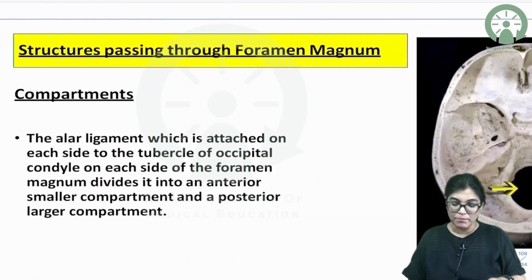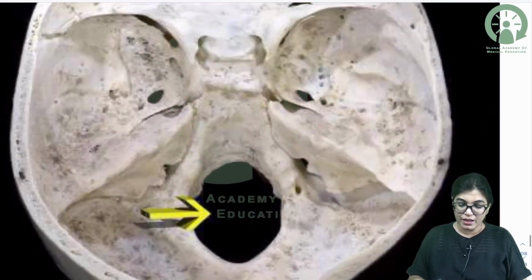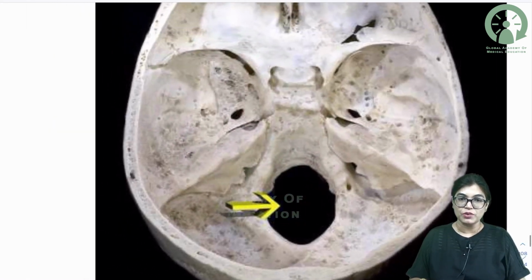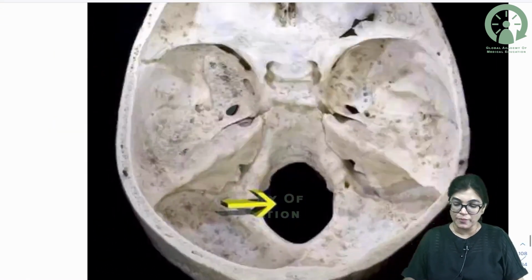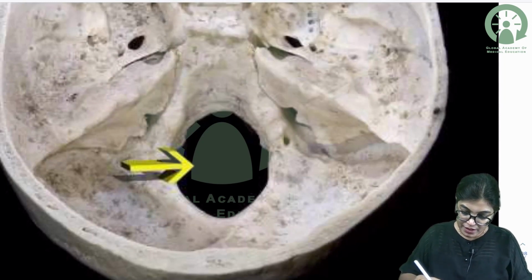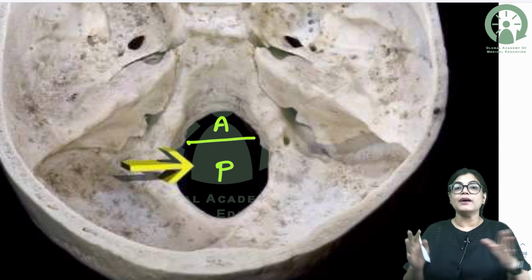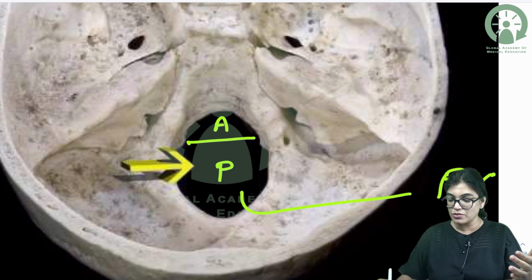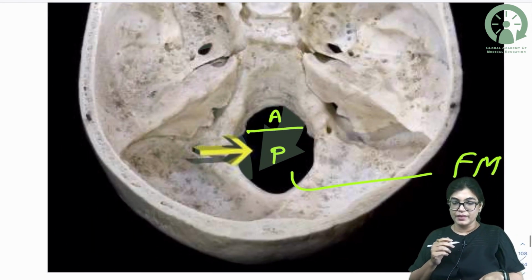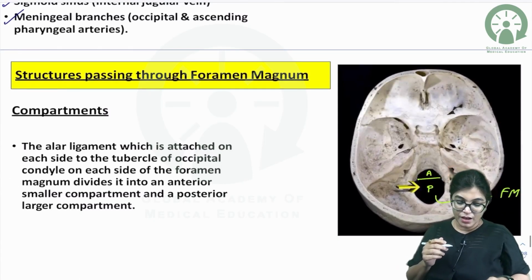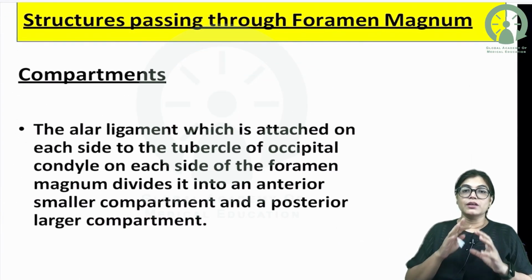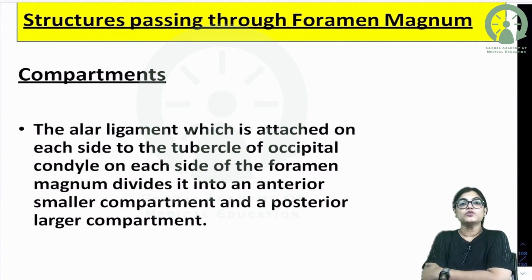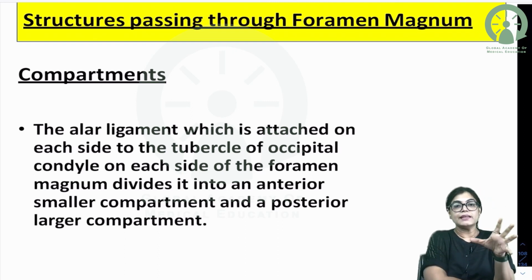Now let's talk about the compartments of the foramen magnum. See this foramen magnum. Actually, the foramen magnum is present in the posterior cranial fossa. This is an enlarged view. We can divide it into two compartments, A and P, by the alar ligaments, and we have to know the structures traversing through the anterior part and the posterior part of the foramen magnum. FM for the foramen magnum. Very nicely, I told you the whole foramen magnum can be divided into two compartments: the alar ligament divides it into anterior and posterior.